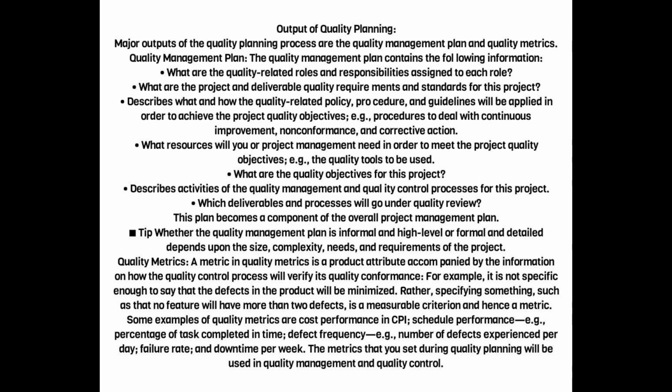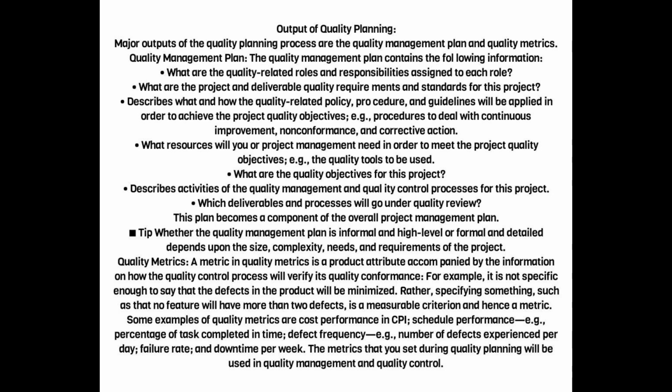What resources will you or project management need in order to meet the project quality objectives, for example, the quality tools to be used? What are the quality objectives for this project? It describes activities of the quality management and quality control processes for this project. Which deliverables and processes will go under quality review? This plan becomes a component of the overall project management plan. Tip: whether the quality management plan is informal and high-level or formal and detailed depends upon the size, complexity, needs, and requirements of the project.